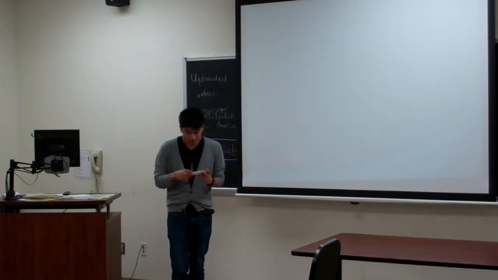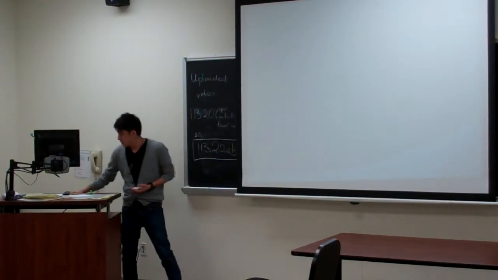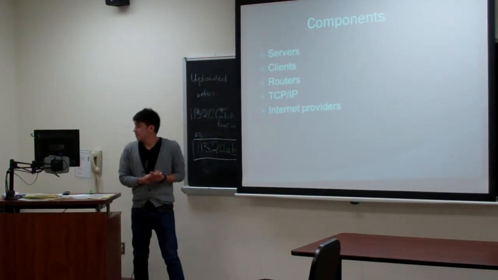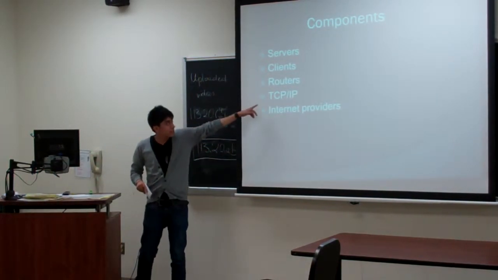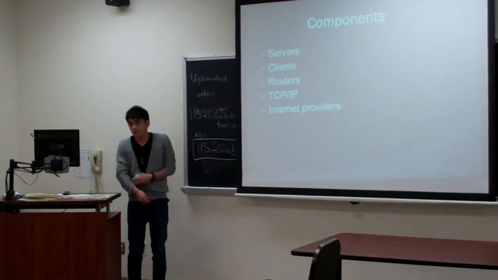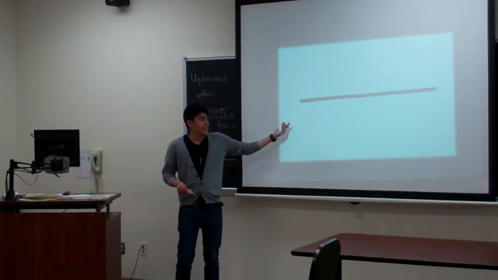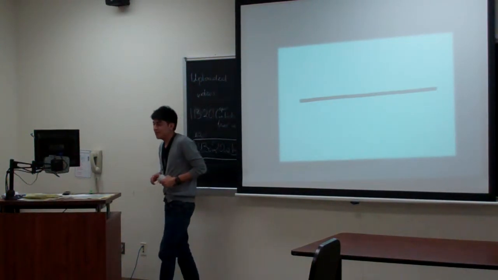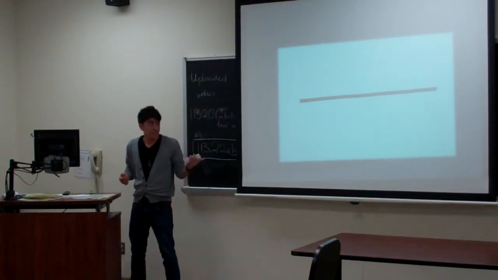Now that we know how the internet came to be, let us see how it works. The main components, and again, this is really broad, are servers, clients, routers, the standard which we discussed, TCP/IP, and internet providers. Alright, does anybody want to guess what this is? Well, it's supposed to be a cable. It's the most important part of the internet. After all, the internet is just a large network of computers, and that is how they connect.